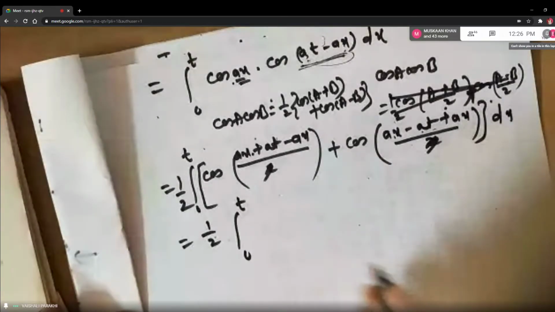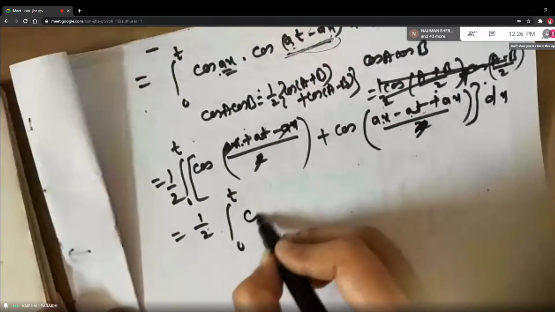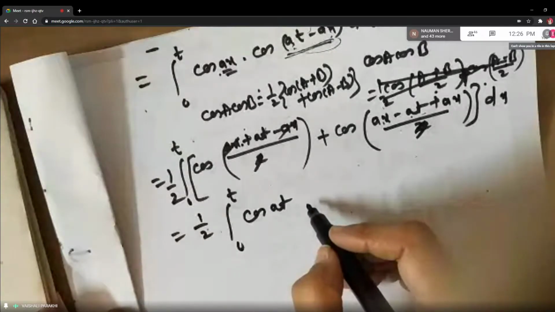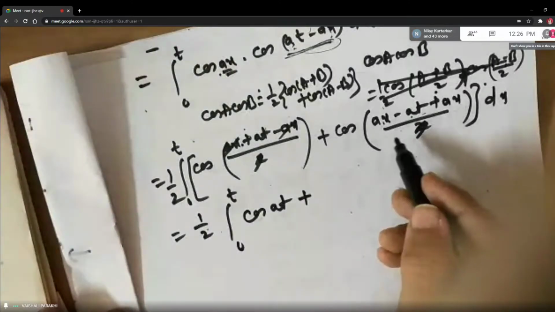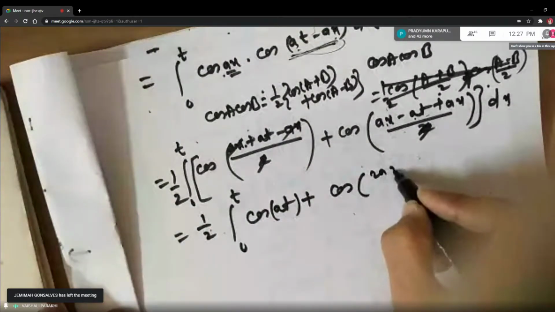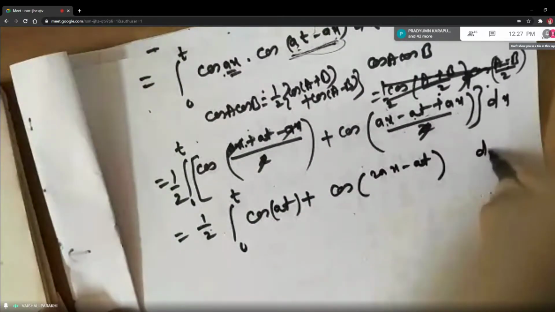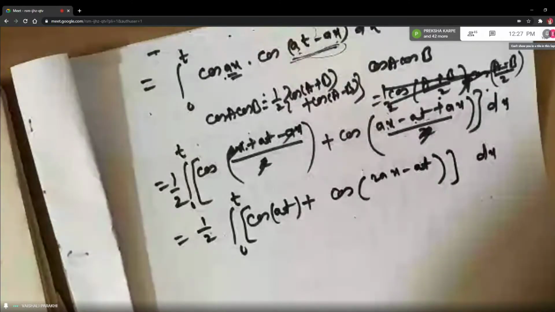Half integral 0 to t. Now it is a plain integration problem. You can do it independently. x minus x will go. Cos of 80 you are getting here, plus cos of 2x minus 80, dx. Okay? Any doubt, students, you can ask me. Okay, should we proceed?